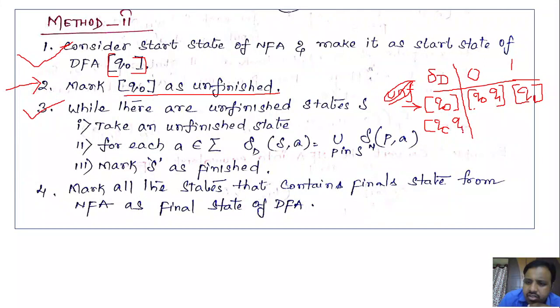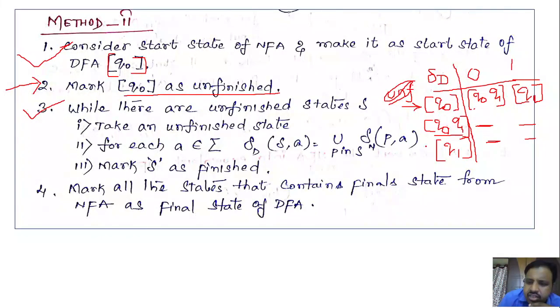Why is it unfinished? Because we haven't specified any transition on 0 and 1. So find the transition for Q naught Q1 on 0 and 1. The moment you specify the transitions for this state on 0 and 1, it becomes finished. Now we are left with specifying the transition for Q1. So select Q1 and mark it as unfinished. Then identify the transitions from Q1 on 0 and 1.